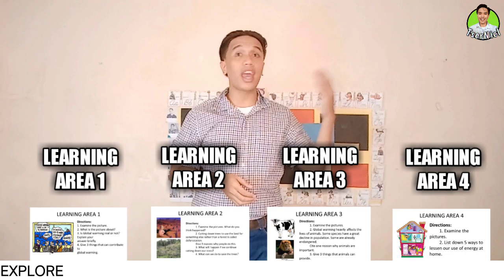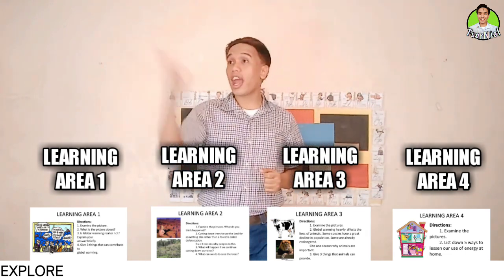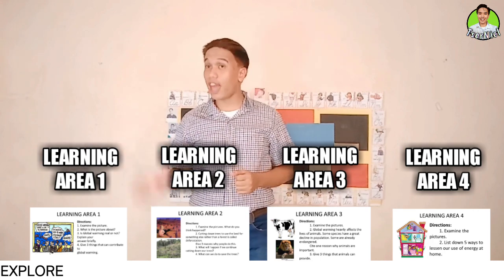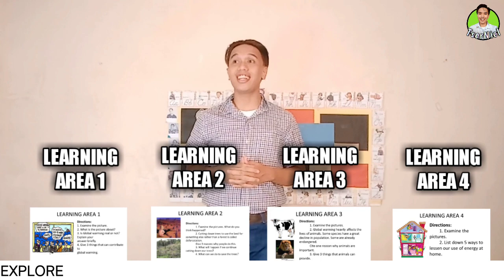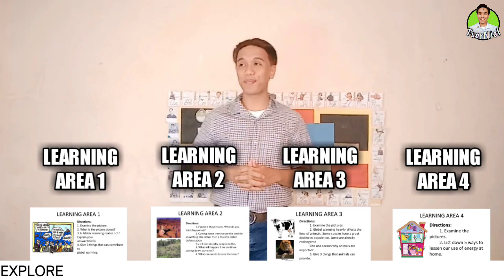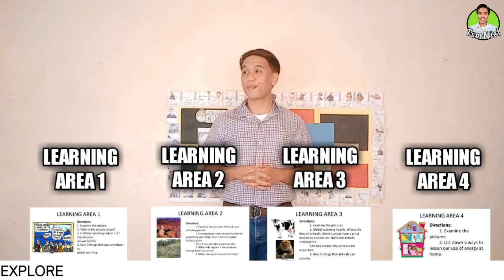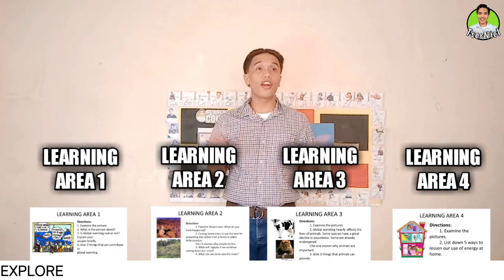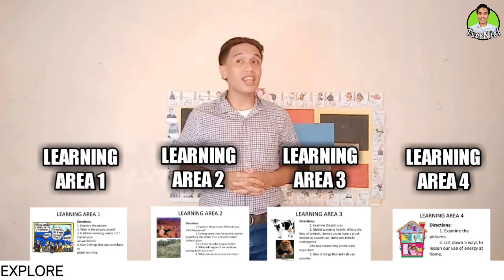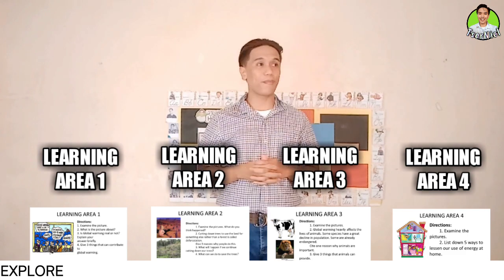Now, I will assign group 1 to area 1, group 2 for area 2, group 3 for area 3, and group 4 for area 4. You have 12 minutes to accomplish this activity. Are all groups finished? If you are done, clap 3 times. Ready? Go! 1, 2, 3. Now, you can go back to your seats.